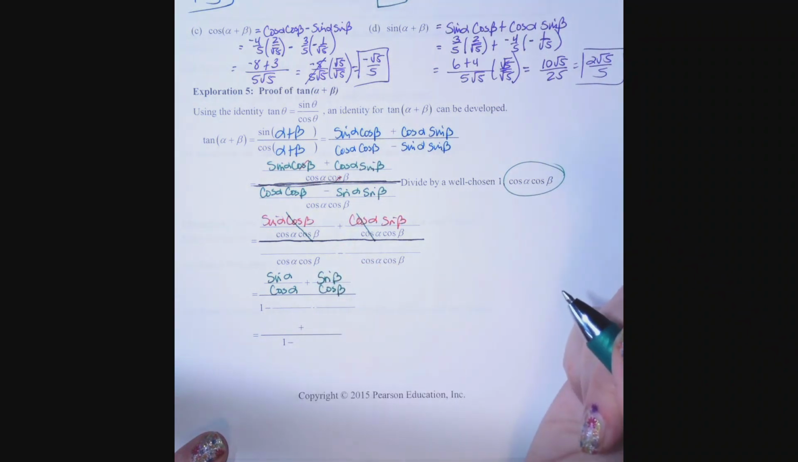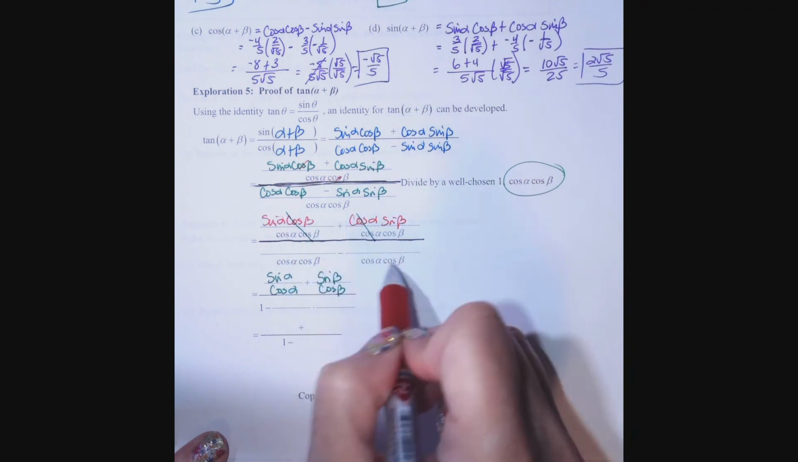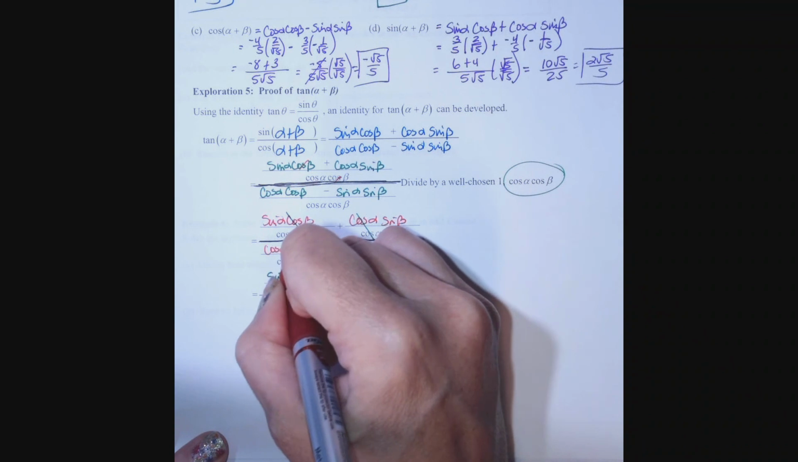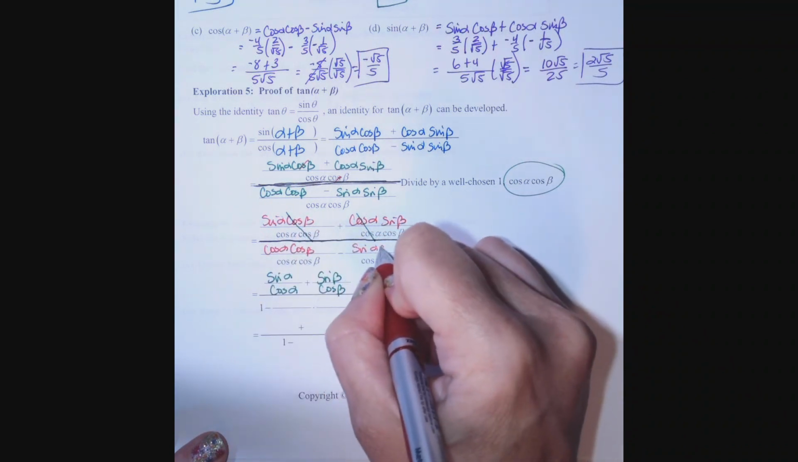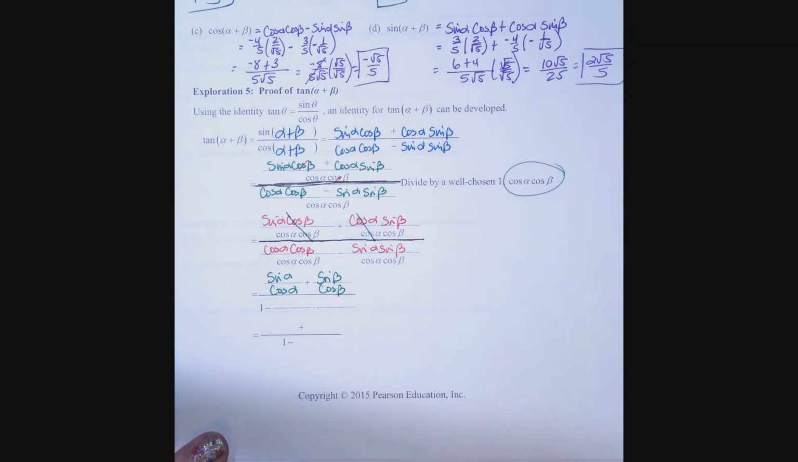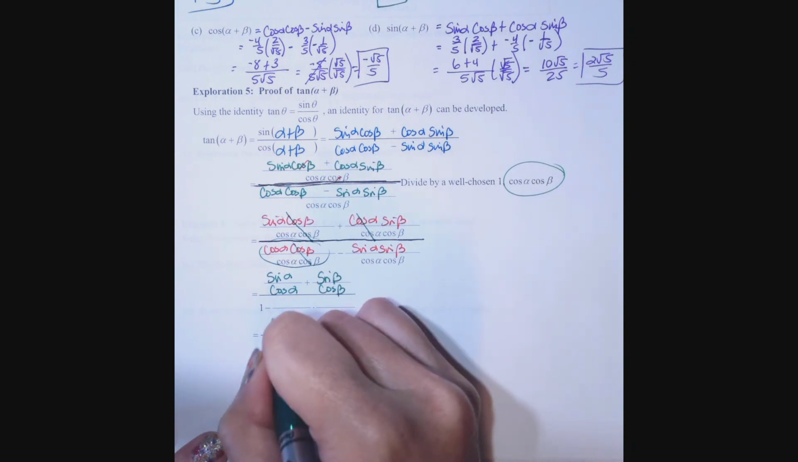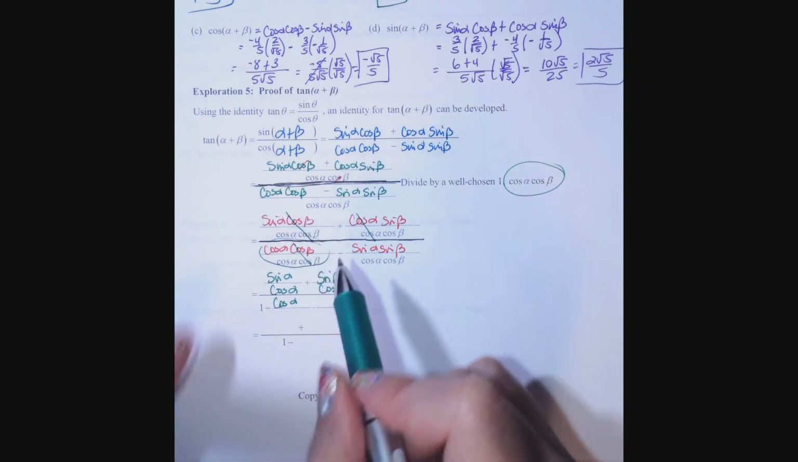And then I look at my denominator and I rewrite my denominator as two separate terms with the same denominator, the same bottom piece. So I have cosine alpha cosine beta, and sine alpha sine beta, and I look to see what cancels here. I cancel those cosine betas, so I'm left with cosine alpha, did I miscopy?